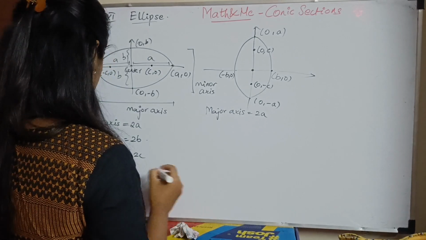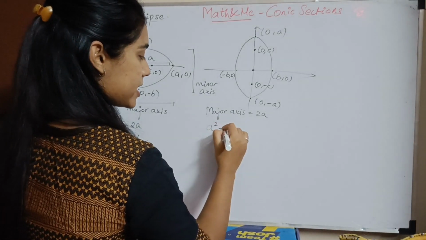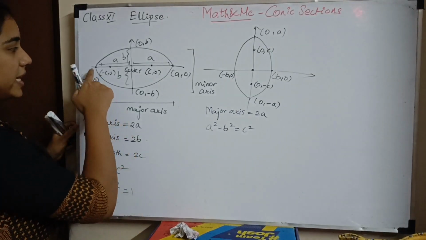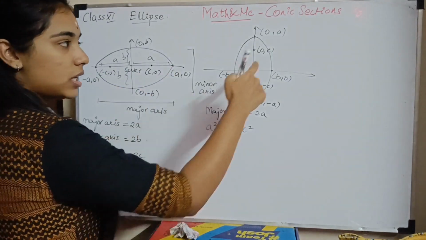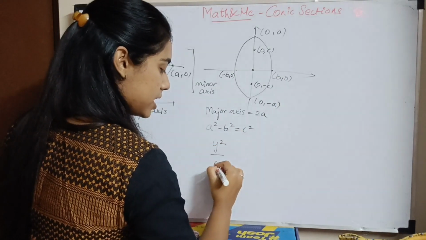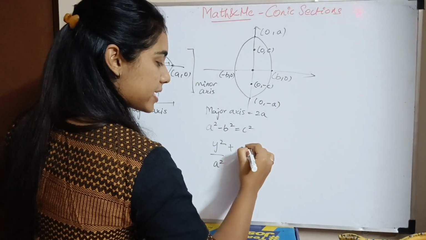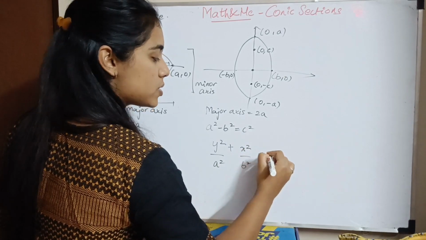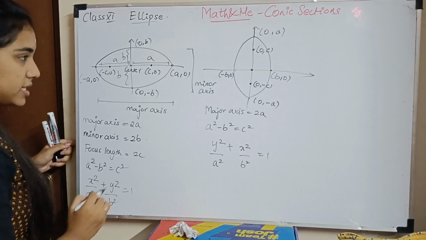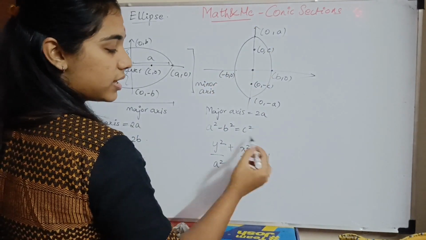Okay. And what is the relation again? It is a square minus b square equals c square. And what will be the equation? In the x-axis case a is under x, in the y-axis case a is under y. So I'll have y square first divided by a square plus x square by b square equals 1. Okay. So if it is along the x-axis your equation will be like this. If it is along the y-axis, the equation will be like this.